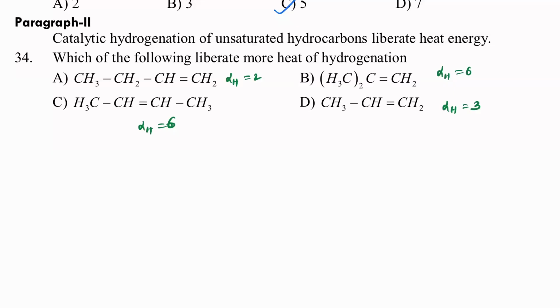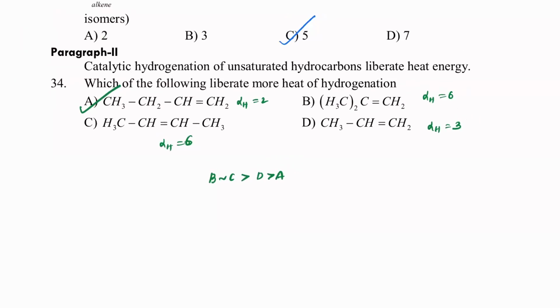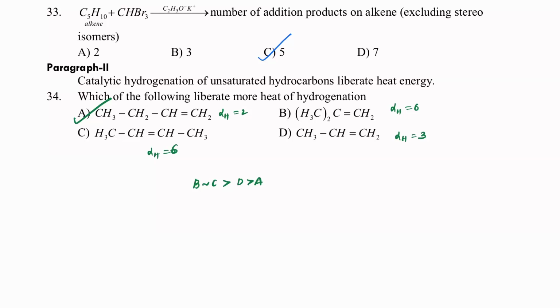So when it comes to 3 and 4, the order will be almost B and C similar, then D, then A. So A will be the least stable. That means it will release the most amount of energy. Since it's single correct, you don't have to worry about B and C's order.